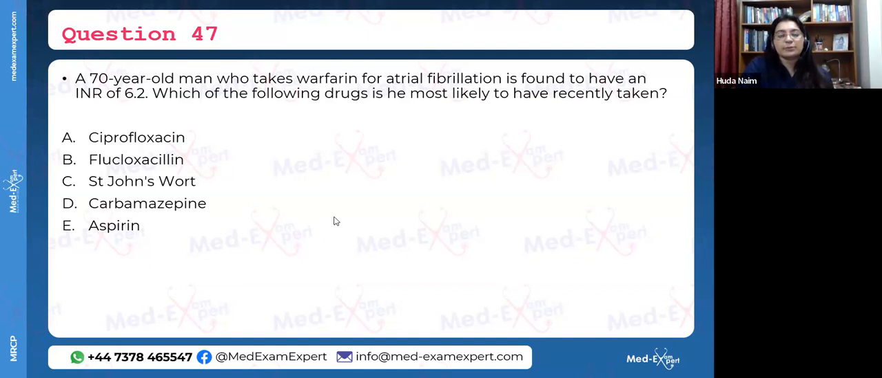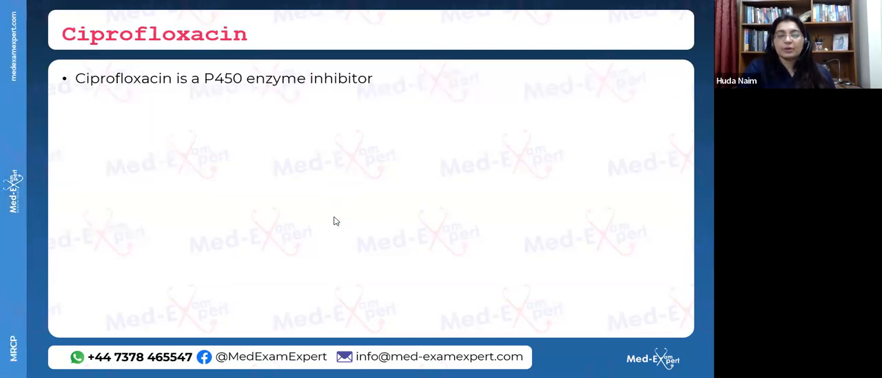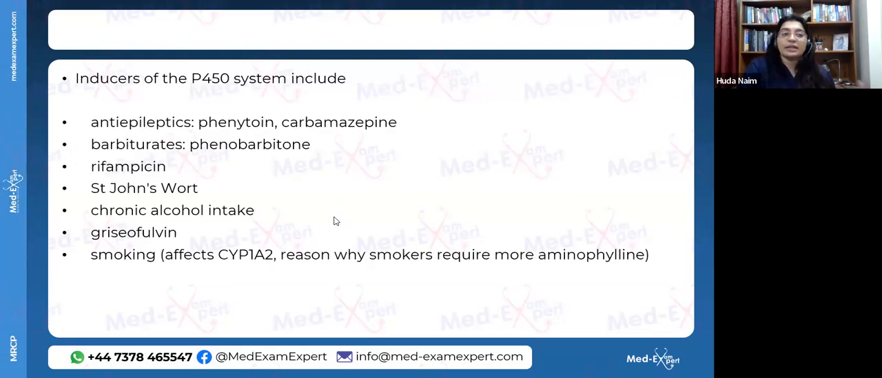If you would increase the metabolism of warfarin, the level of warfarin would go down, so the INR would go down. But if the metabolism is decreased, then the INR would go up, okay? The anticoagulant effect would go up and the patient would develop bleeding disorders. So which of these drugs would inhibit the metabolism of warfarin? The answer is ciprofloxacin. Very good. Because ciprofloxacin is a P450 inhibitor, so it would lead to inhibition of that.